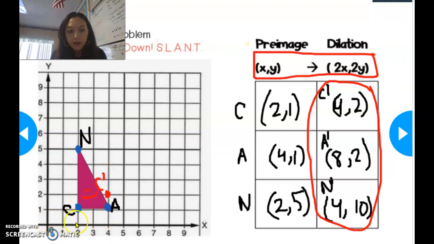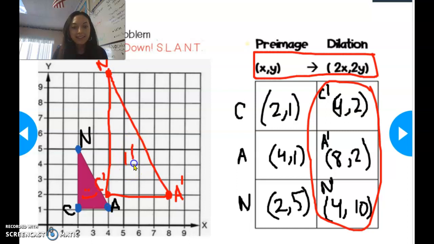And 8 and 2, I got to go over 8 on the X and up 2 on the Y. So there is my A prime. And then for N, I need to go over 4 on the X and 10 on the Y. So over 4 on the X-axis and then up 10 on the Y-axis. And there is my new N. Whoops, my face is in the way. All right, here we go. I'm going to draw as much as I can anyways. There he is. All right.